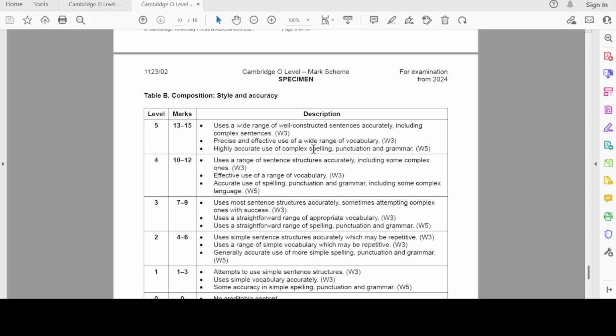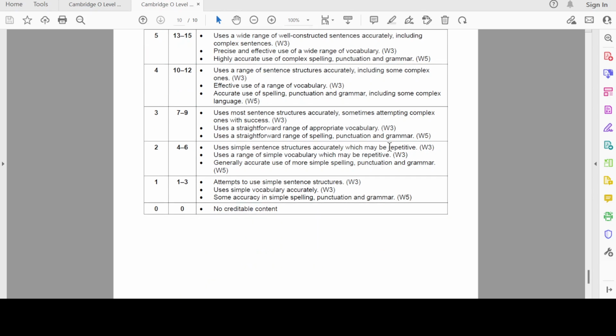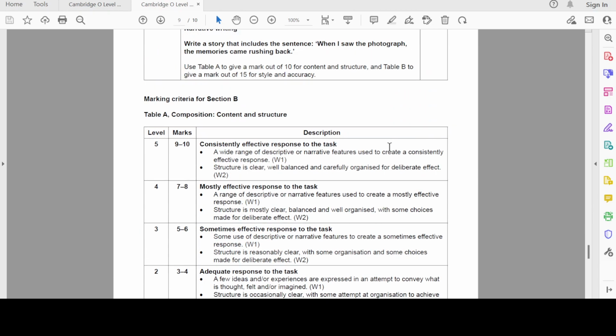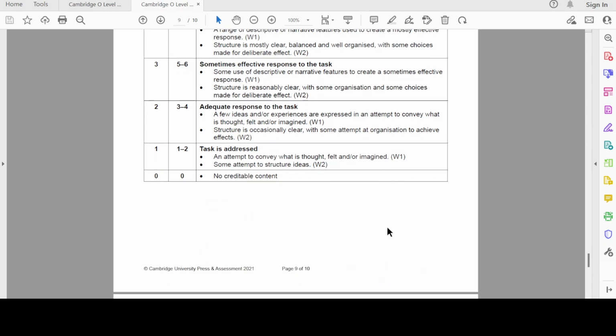Highly accurate use of complex spelling, punctuation, and grammar, right? So you're using the commas and the semicolons and the colons and everything else, and the reported and direct speech and active and passive voice, the whole shebang. And so a perfect or near perfect response, and very well done. And so that's 15 and 10 earlier, for a total of 25 marks for composition. So this is an overview of the marking criteria for the writing paper.